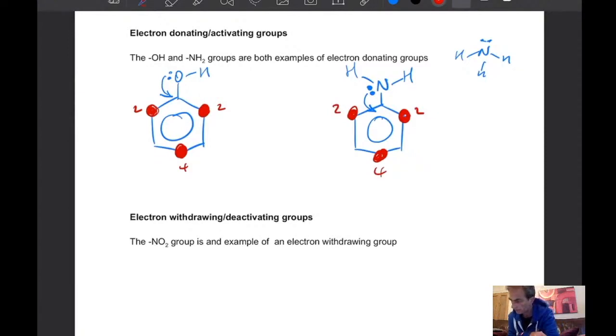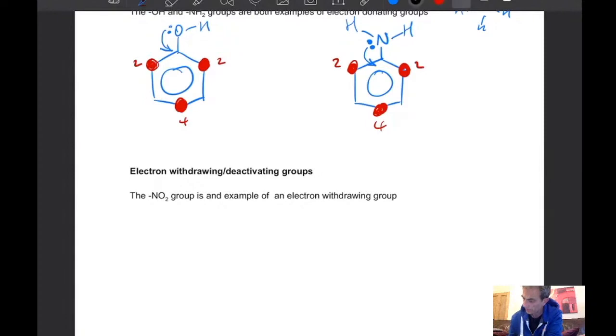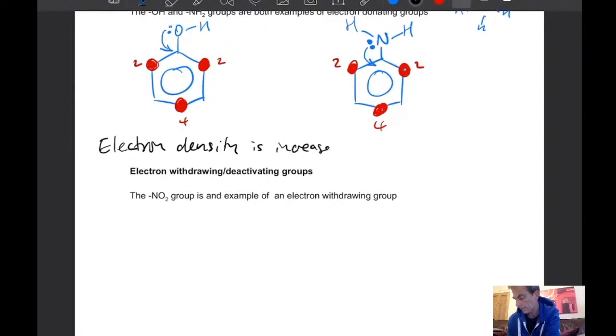So we'll just summarize that with electron density is increased at positions 2 and 4.